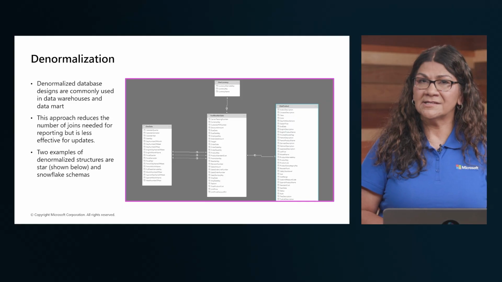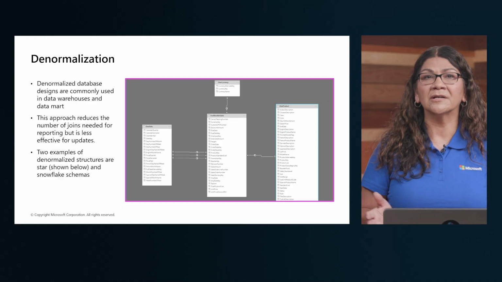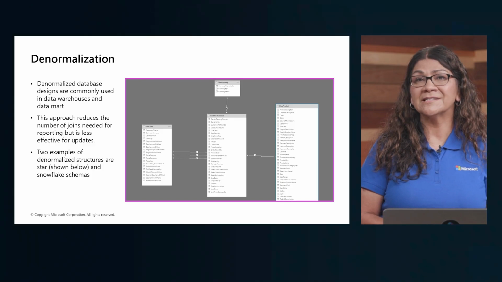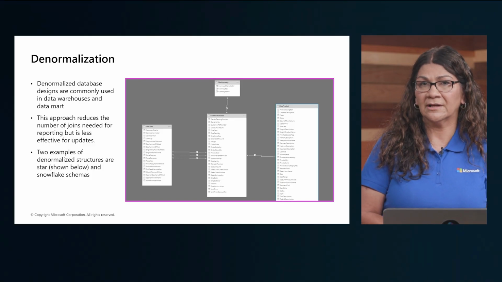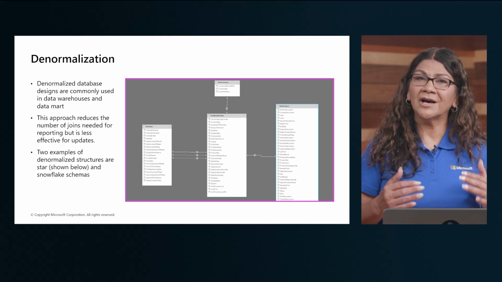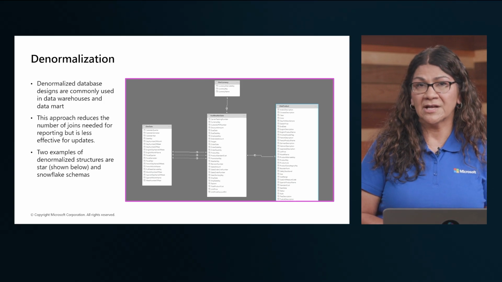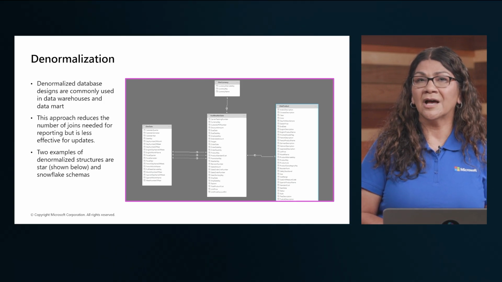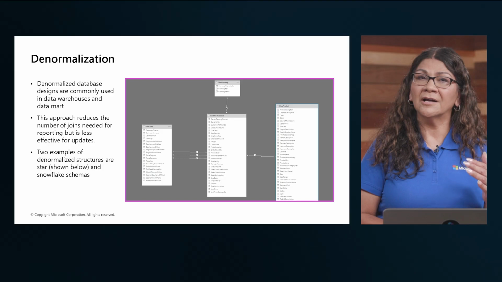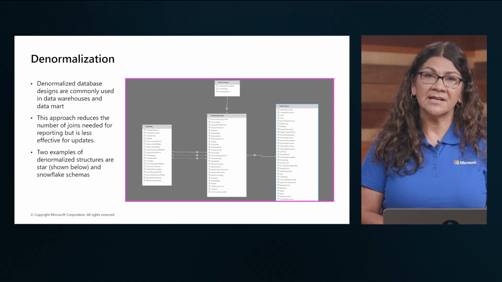The denormalized database design is commonly used in data warehouses and data marts to reduce the number of joins needed for fast reporting, thereby improving query performance. This approach contrasts with the third normal form, which aims to eliminate redundancy and ensure that all non-key attributes are non-transitively dependent on the primary key, promoting data integrity.